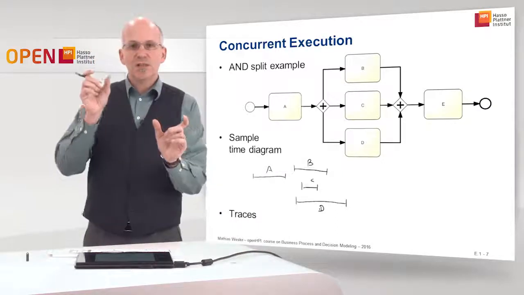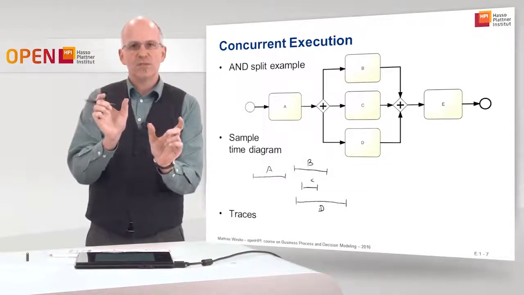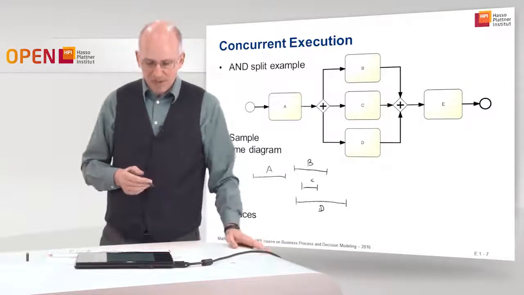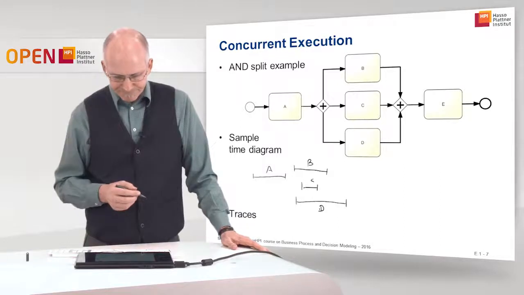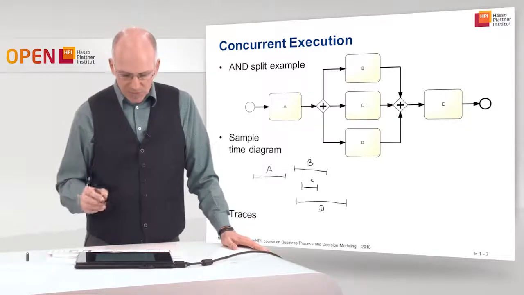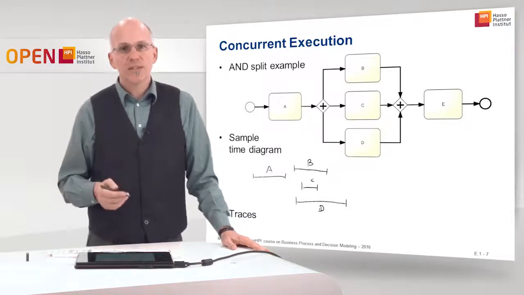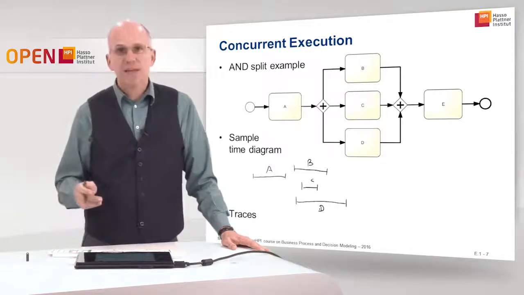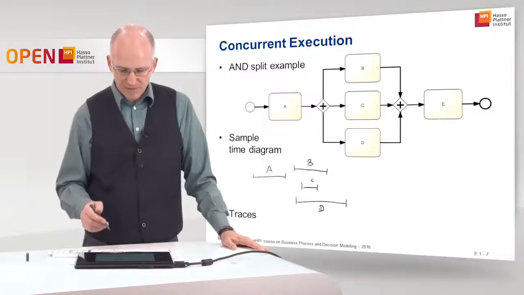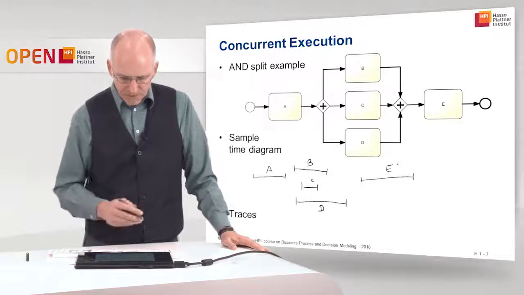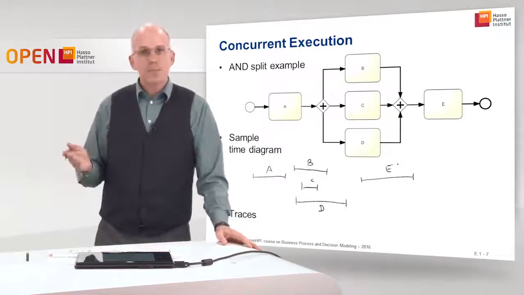Of course, C can also be executed a bit before B or a bit after B, or in any interleaving with B and also with D. However, E can only be executed when all of these, B, C, and D, have completed, have terminated. This is the semantics of the AND join on the right-hand side here. So after all these activities have been completed, we have the E. And that is one sample time diagram.